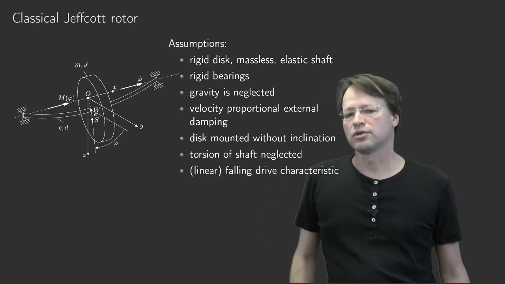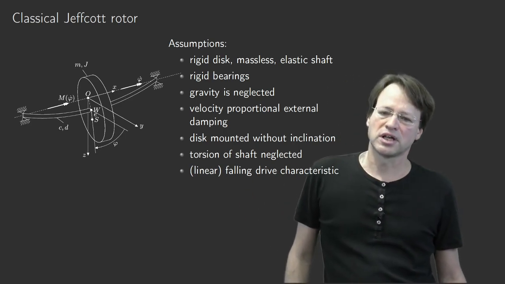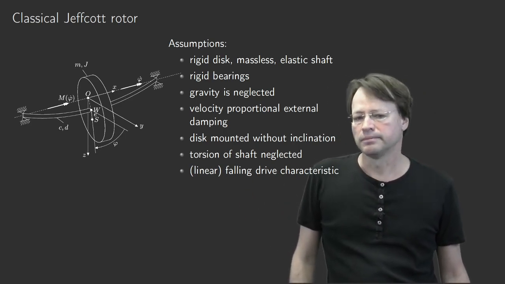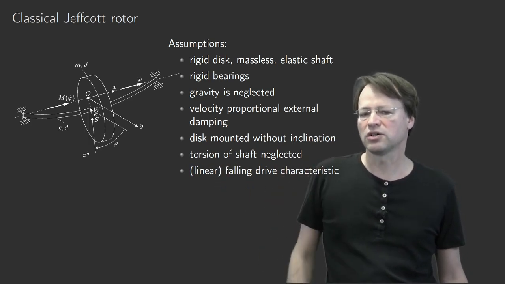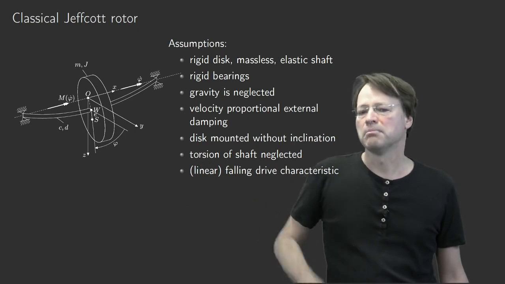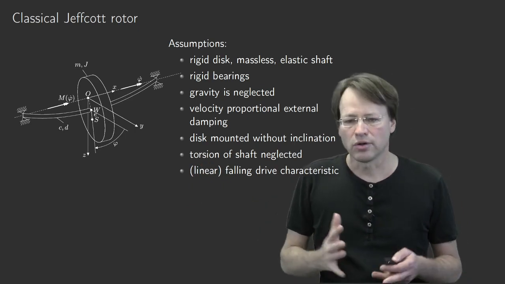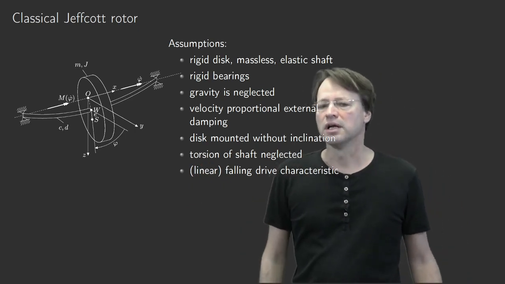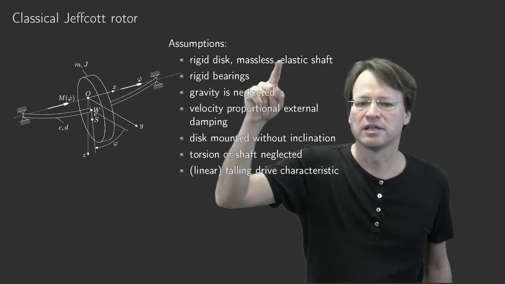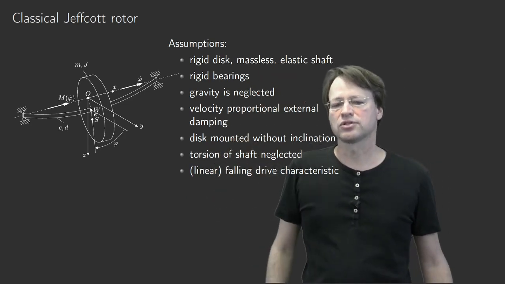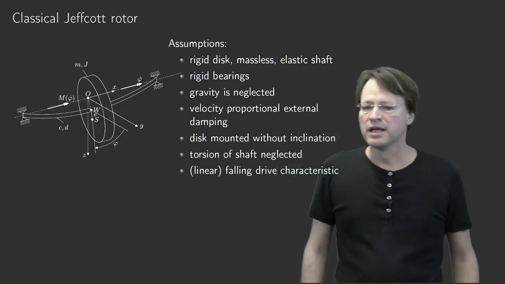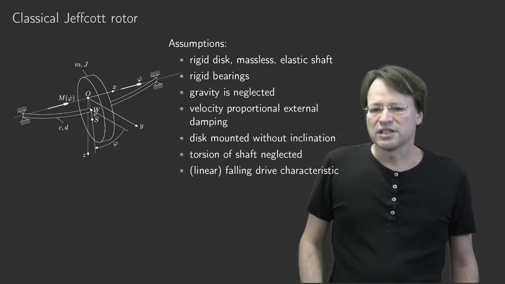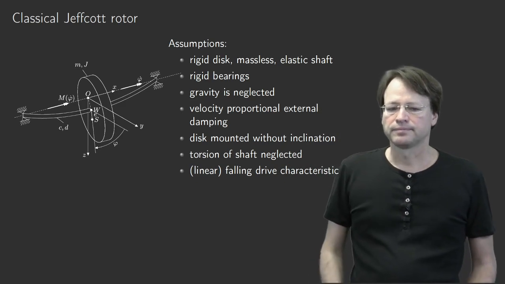We will introduce internal damping, for example, and then, as I said, we will also consider the inclination of the disc and then move to multi-disc rotors and also to continuum models. So assuming then at the very end that the shaft has a certain mass and is modeled as a bending beam. But for the moment, this is already enough here.